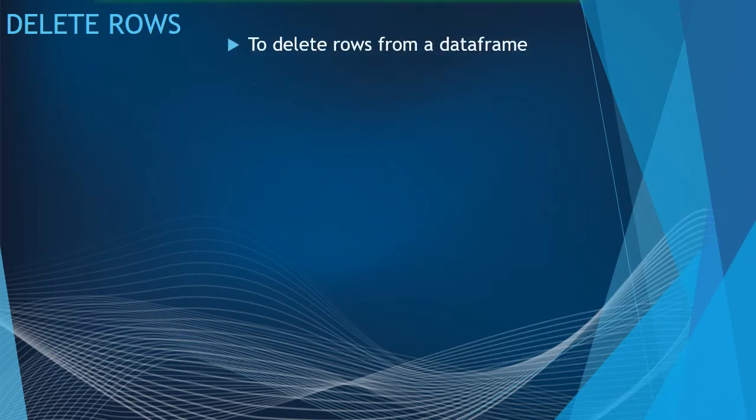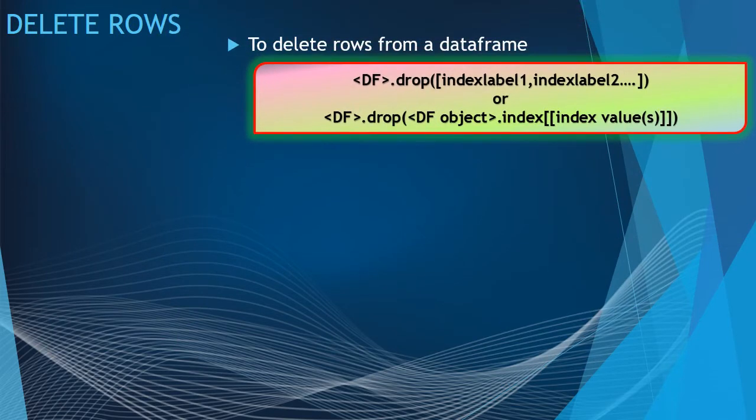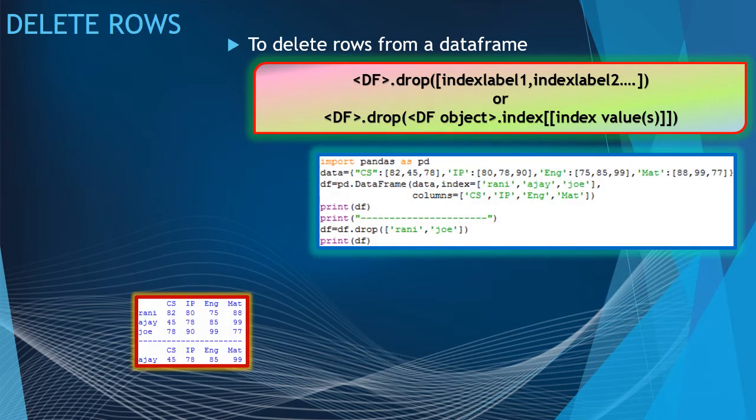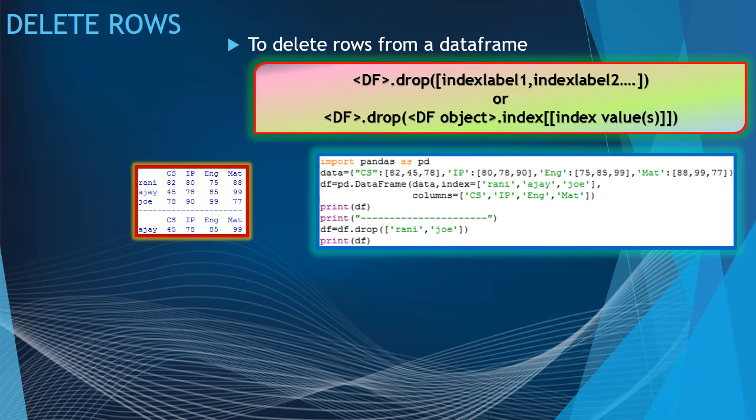To delete multiple rows, we can use two formulas. First, df.drop, inside the square brackets you have to mention the index labels 1, 2, 3 separated by commas, that is the row label names you should give. Otherwise, index values you can use: df.drop of df.index in double square brackets, where we have to mention the integer index numbers. So df equal to df.drop Rani, Joe. So the Rani and Joe rows will be deleted.